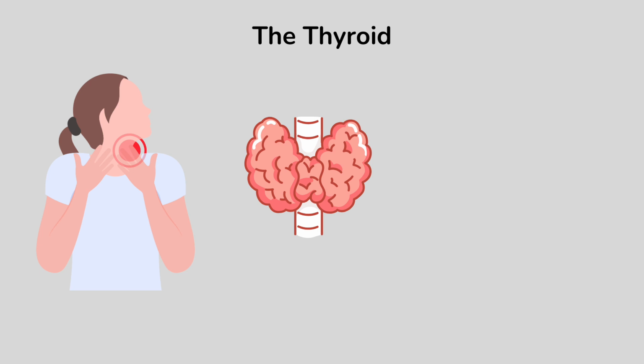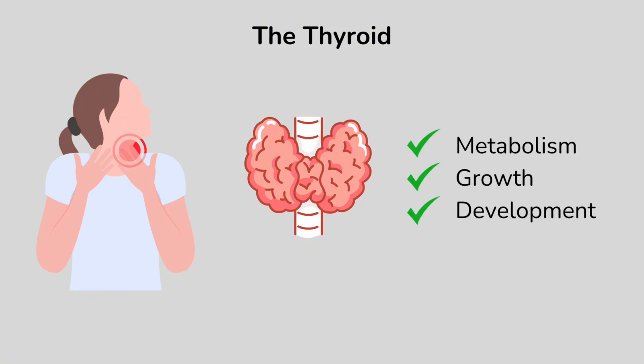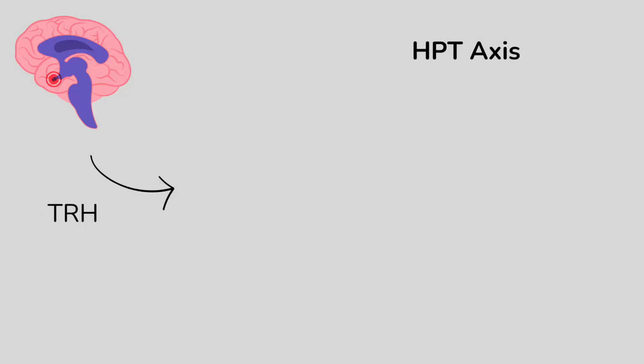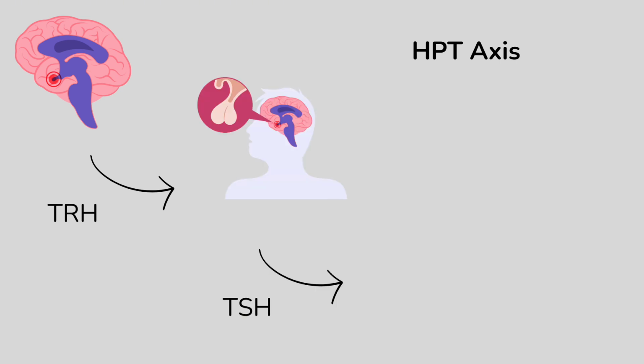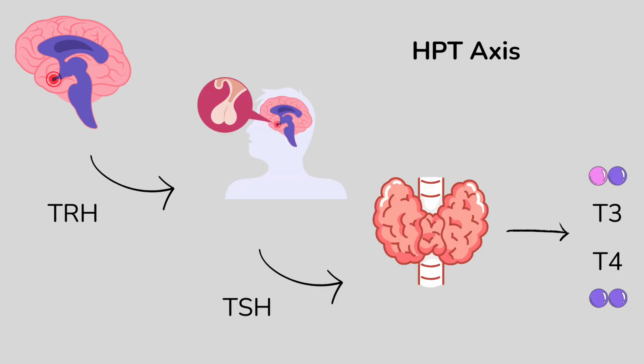The thyroid gland is a major component of the endocrine system and is located in the bottom half of the front side of your neck. It plays a critical role in regulating metabolism, growth, and development through the secretion of thyroid hormones. Today, the thyroid is regulated by the hypothalamus-pituitary-thyroid axis, or the HPT axis. In the brain, the hypothalamus releases thyrotropin-releasing hormone, which stimulates the pituitary gland to release thyroid-stimulating hormone, and then finally stimulates the thyroid to release T3 and T4 into the bloodstream.